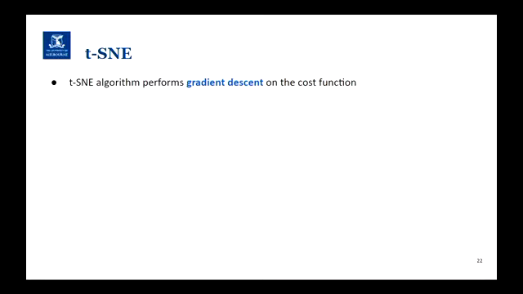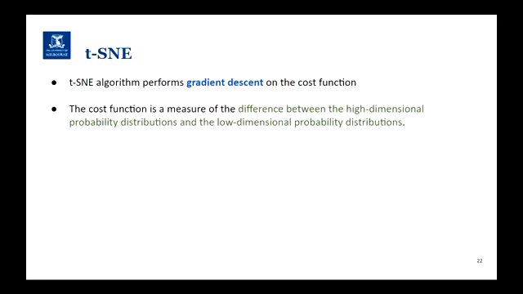Similarly, to optimize this function, stochastic neighbor embedding will do a gradient descent algorithm on this cost function. The difference is that the cost function is between two probabilities instead of two distances. So the cost function in this case is a measure of the difference between the high dimensional probability, P, and the low dimensional probability distribution, Q.